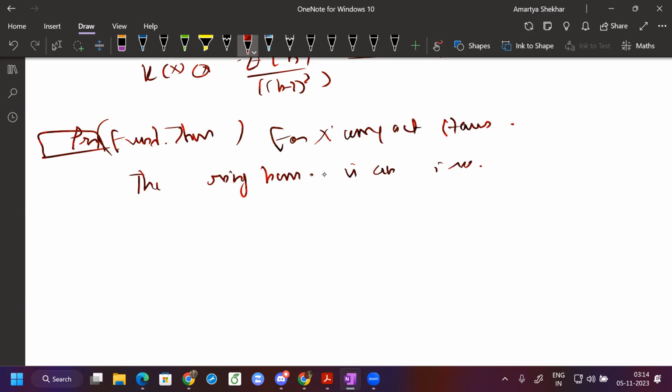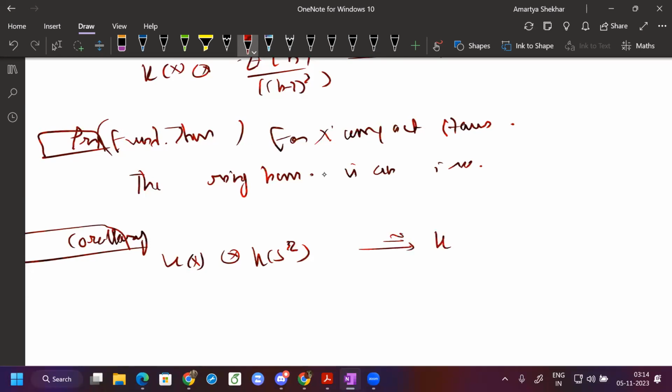So as a corollary to the fundamental theorem we'll get this for S2. So this is just a corollary. So it is an isomorphism. Right? So whoops. Sorry.